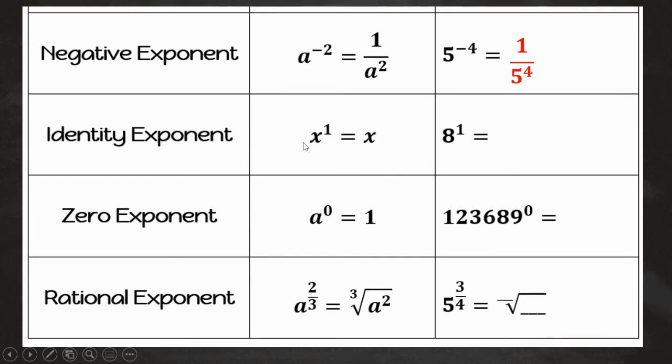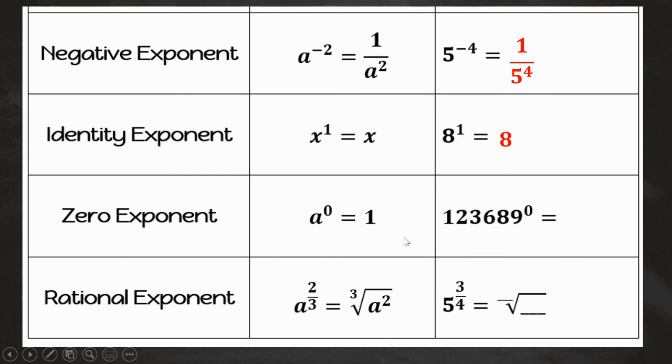Our identity exponent means if we have x, any number to the first power, or any number that's by itself that doesn't have a power listed, is really to the power of 1. And we have to remember that because if we just have a base that doesn't have an exponent, there's an implied 1 there.